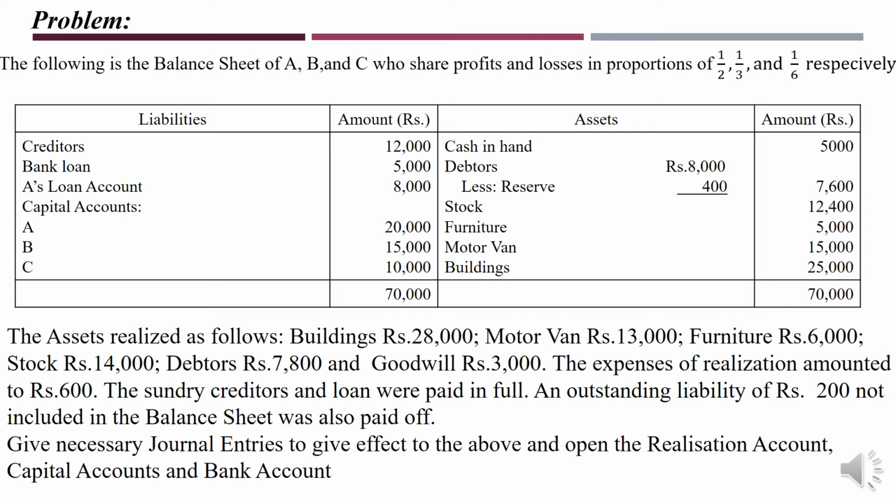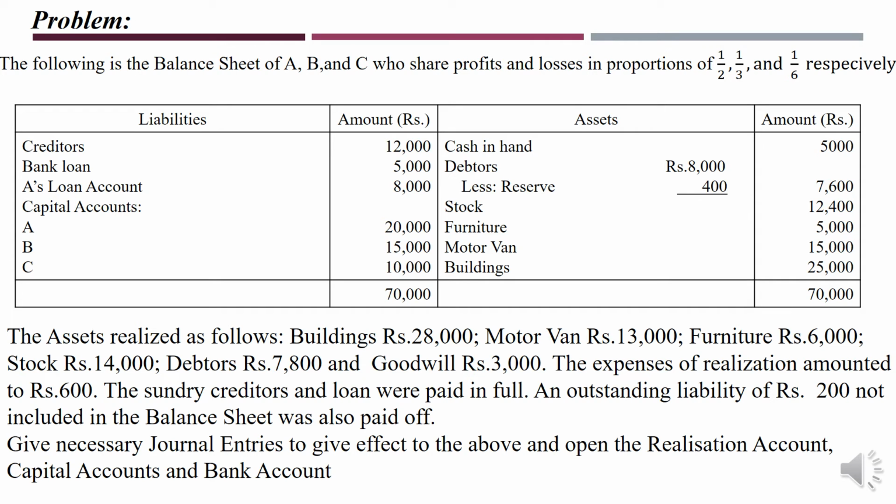The assets realized are as follows: the buildings rupees 28,000, motor van rupees 13,000, furniture 6,000, stock 14,000, debtors 7,800, and goodwill rupees 3,000. See, when the assets are sold, this is the amount we have received. Okay, see, this is not revaluation, sorry. These are the amounts which are realized out of the sale of these assets. You have to be very careful.